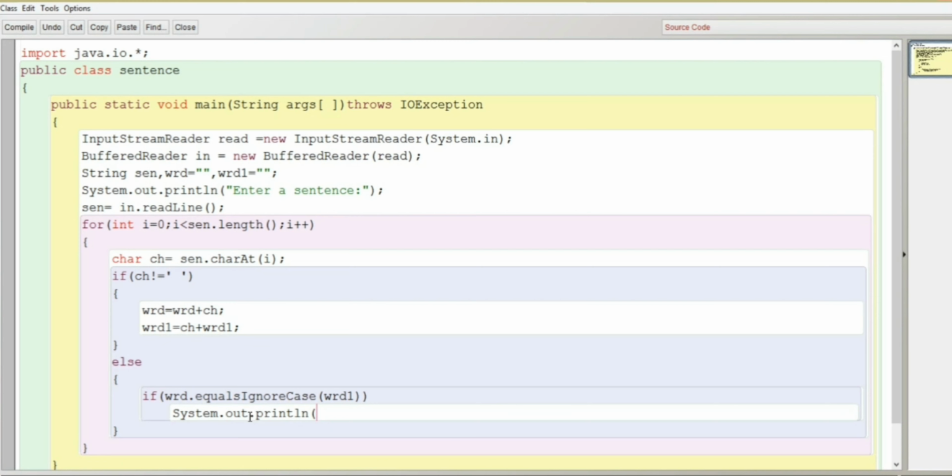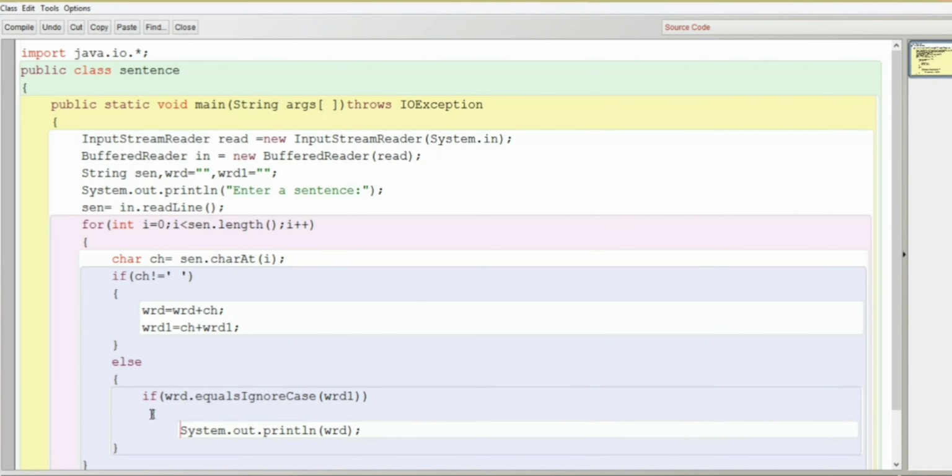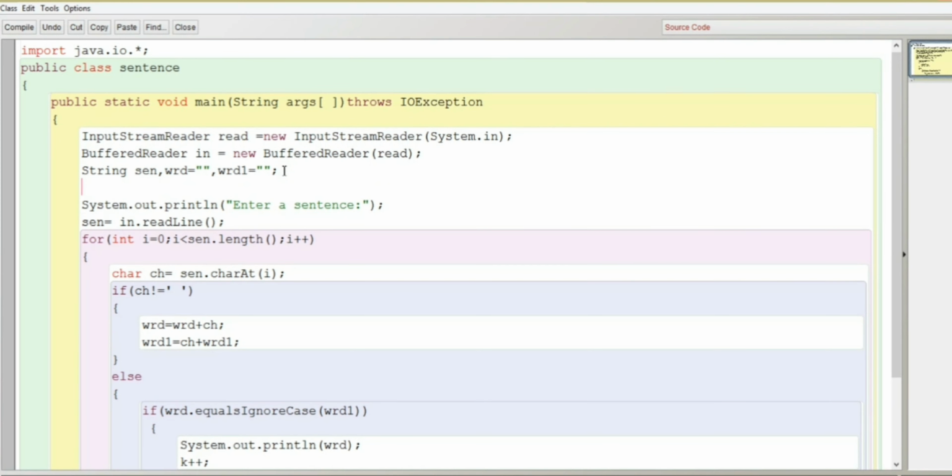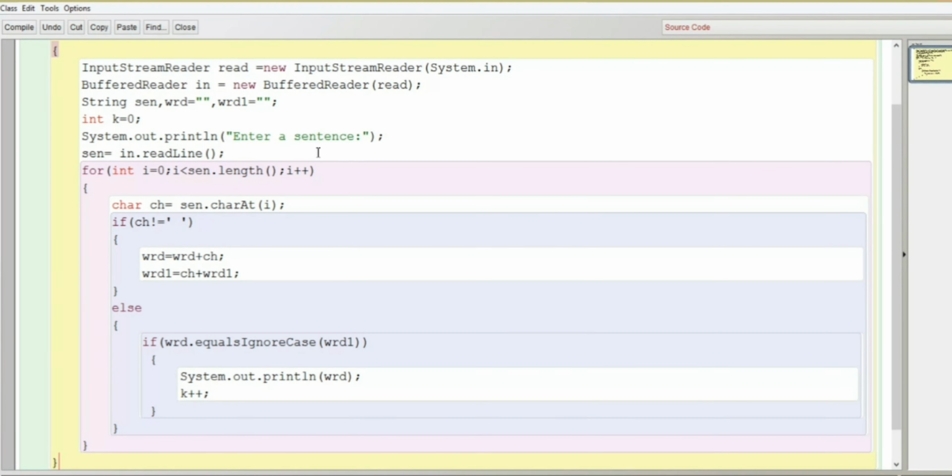See, I'm writing now: if both are equal, I want to display WRD, because WRD has the right word, but WRD1 has the reverse word. I'm also trying to count it, because I want to display the frequency of palindrome words. That's why I'm writing int k equals 0, because I want to count the palindrome words one by one. When we are counting, always remember you have to initialize to 0.